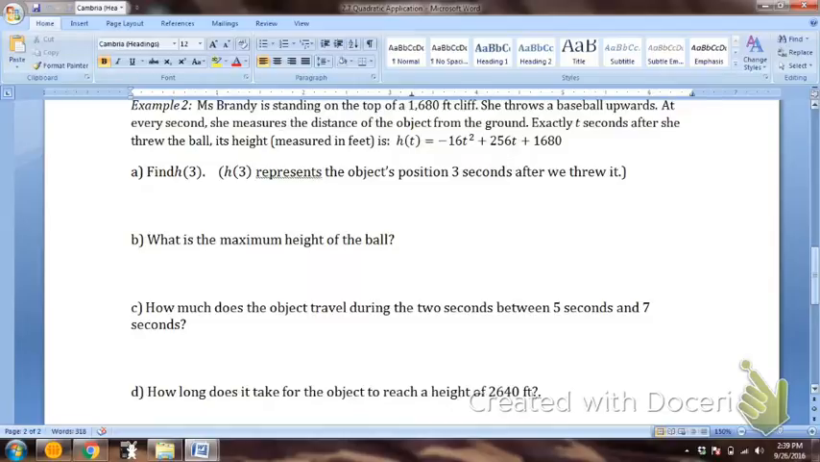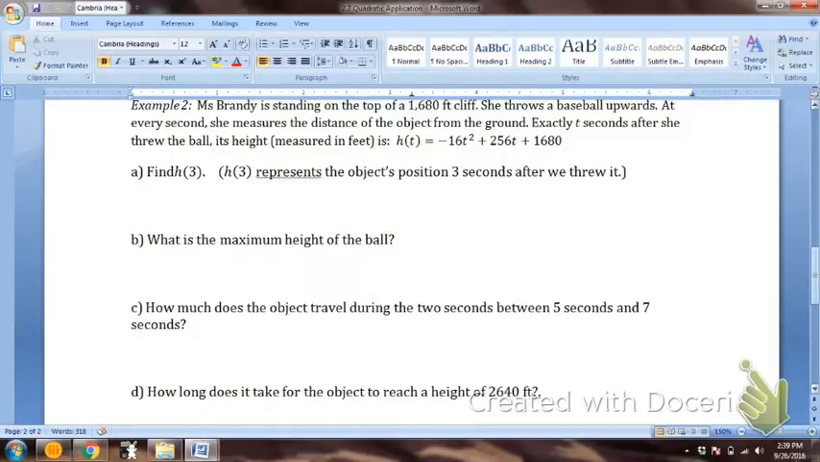Exactly t seconds after she threw the ball, the height in feet is measured by the following equation. It looks very similar to it. Does anybody know why it's negative 16t squared? Anybody know why that keeps coming up? It's not random. I forget.